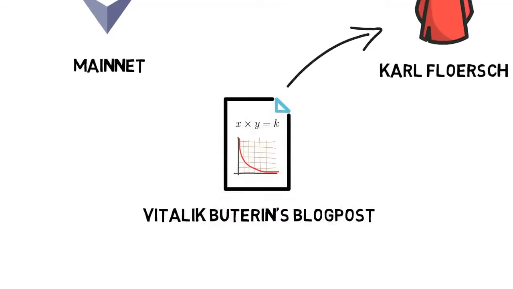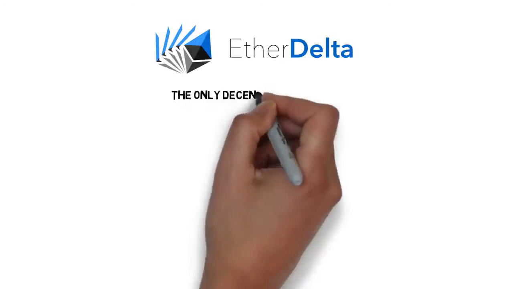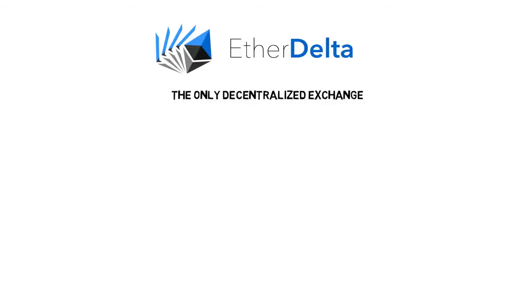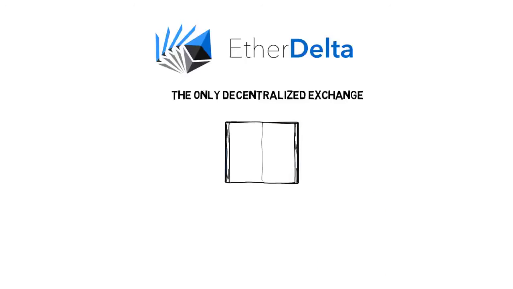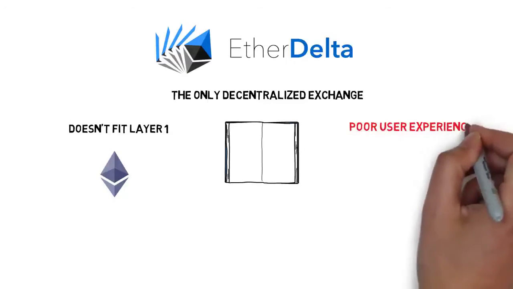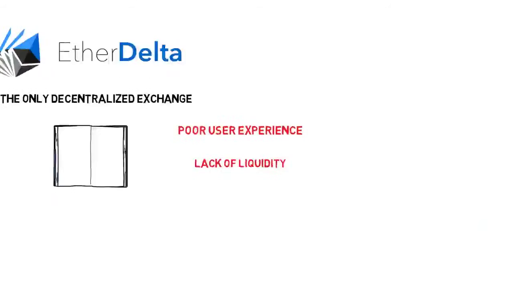At the time of building the first version of the Uniswap protocol, EtherDelta was pretty much the only decentralized exchange with some traction. EtherDelta, although quite popular at that time, was based on the order book model that doesn't fit very well into a Layer 1 blockchain protocol like Ethereum. Besides that, EtherDelta had a really unintuitive UX that resulted in a very poor user experience and lack of liquidity.